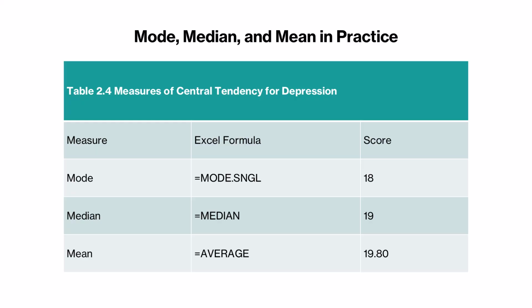Understanding how and when to use each measure equips students to interpret descriptive results accurately and to anticipate how data characteristics influence statistical conclusions. You can calculate the mean, median, and mode on your own, or you can ask a program like Excel to do it for you. The table in this slide provides the formula for producing the mean, median, and mode in the Excel program.